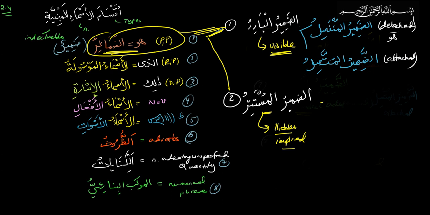So here's a master list of mabni nouns. As we said again, the master list of mabni nouns. And we're working from this. So we talked about the damair, bariz and mustatir, and then last time we talked about asma al mawsula, alladhi, etc. And then today I'd like to talk about asma al ishara, the demonstrative pronouns, inshallah.